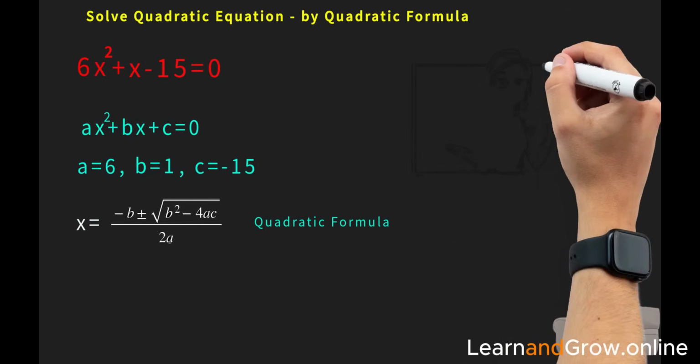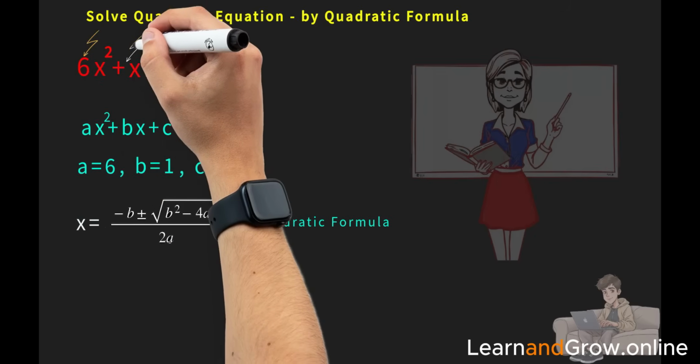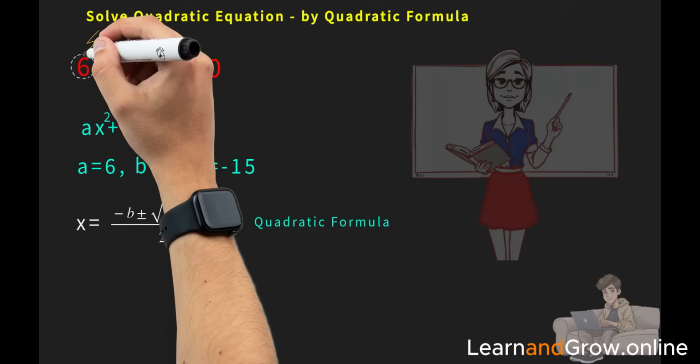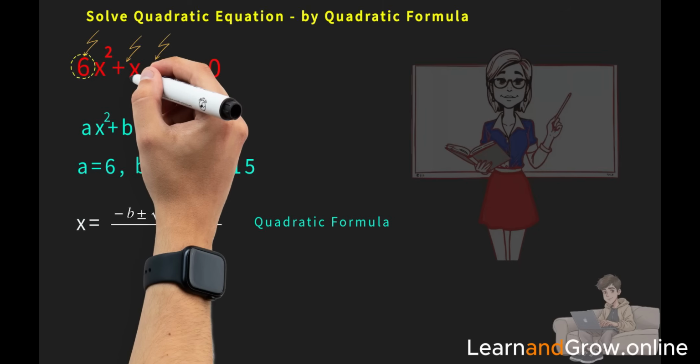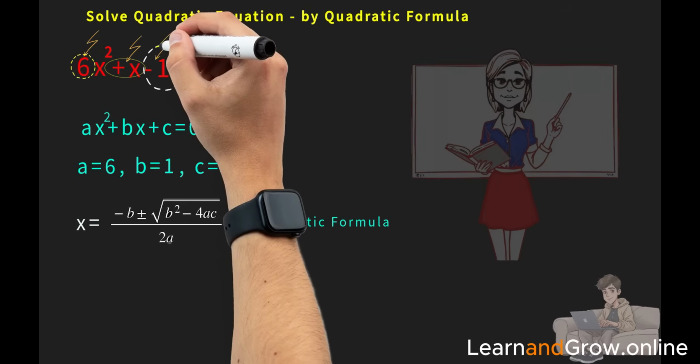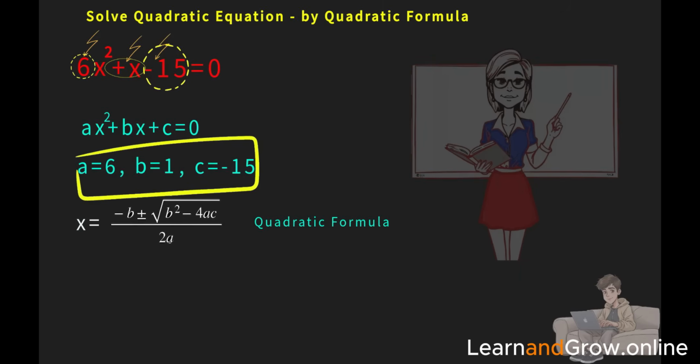One important thing to remember, and make sure you don't make this mistake, is to carefully note the signs of the coefficients and the constant term. In the given equation, the coefficient of x squared is positive, the coefficient of x is positive, and the constant term is negative. Always note these signs correctly when assigning the values of a, b, and c.